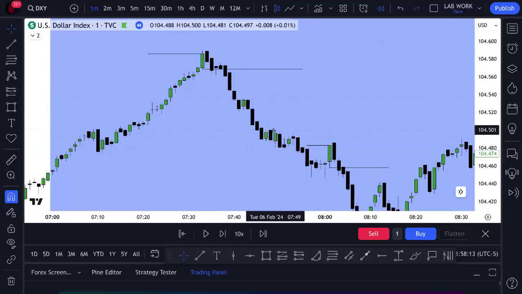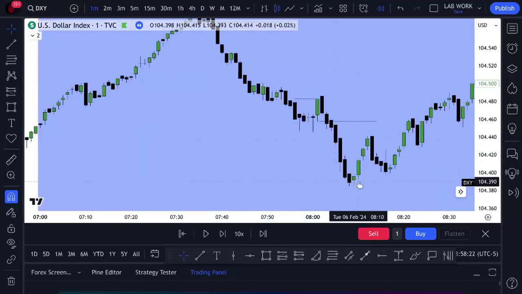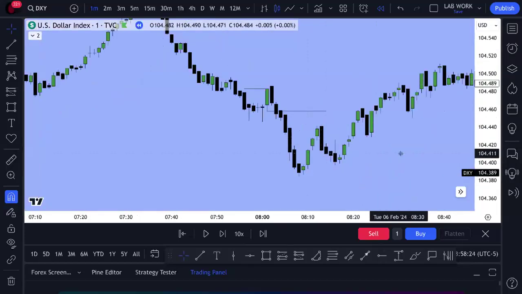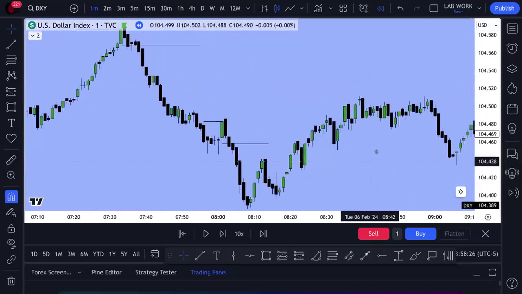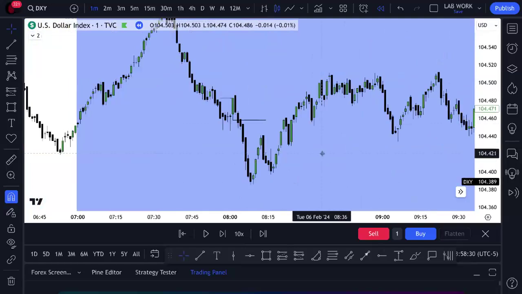I could sell after this 1 minute candle. And then at times you'll see that it will go again eventually. Sooner or later, it will go eventually. And the trend will change again.